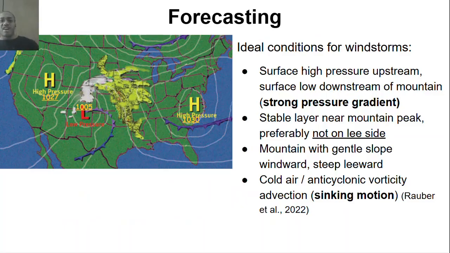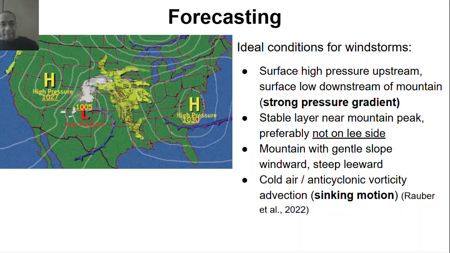So when it comes to forecasting for a certain windstorm, you'll typically want to look for several features. One thing you want to check for is pressure. An ideal environment is one where you have a surface high pressure upstream of a mountain and a surface low pressure downstream of a mountain to help create that strong pressure gradient. For example, on this map, if you look at 1027 millibars and 1005 millibars, there's a big difference between those two levels.